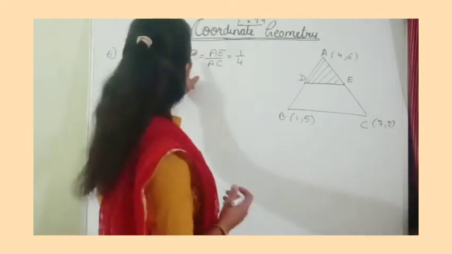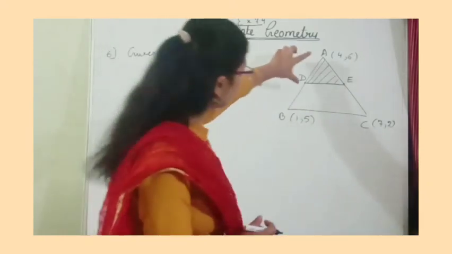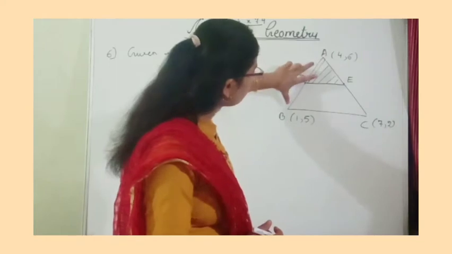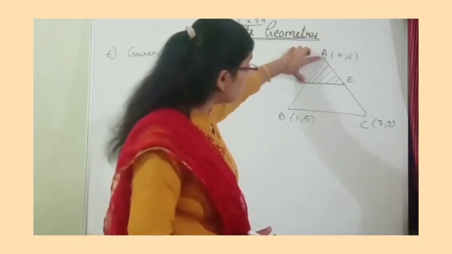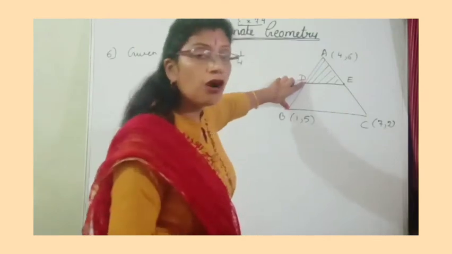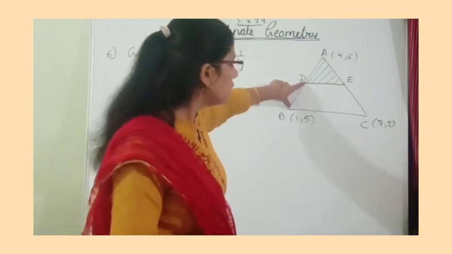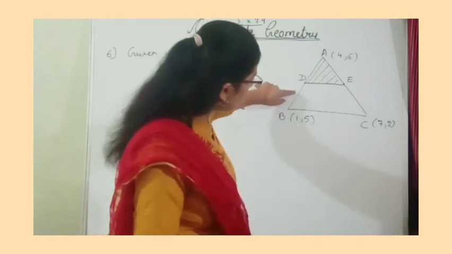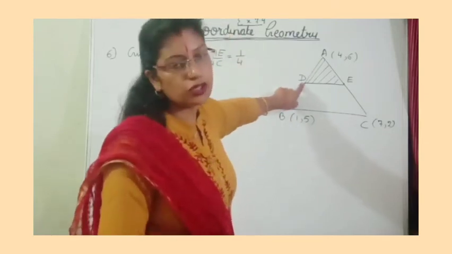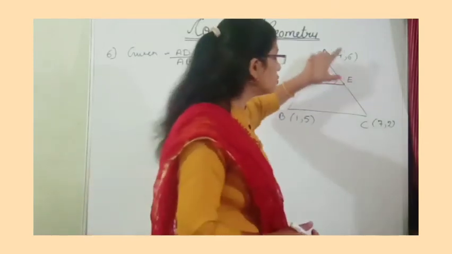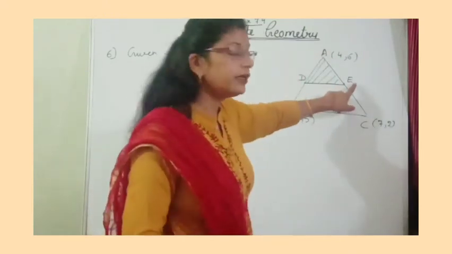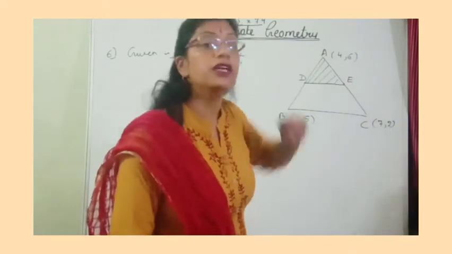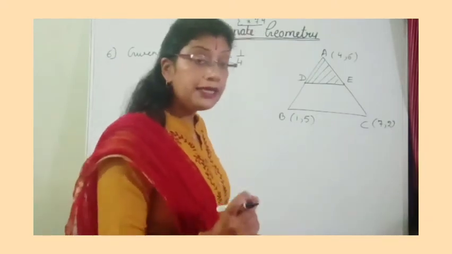What are you given? AD upon AB, AD upon this full side AB. So what do you want? AD upon DB. If anyhow we can get AD upon DB, we will get some ratio here, so we can find easily the coordinates of points D and E, because we want the area of this triangle and we don't know the coordinates of D and E. So very first we want to find the coordinates of points D and E.